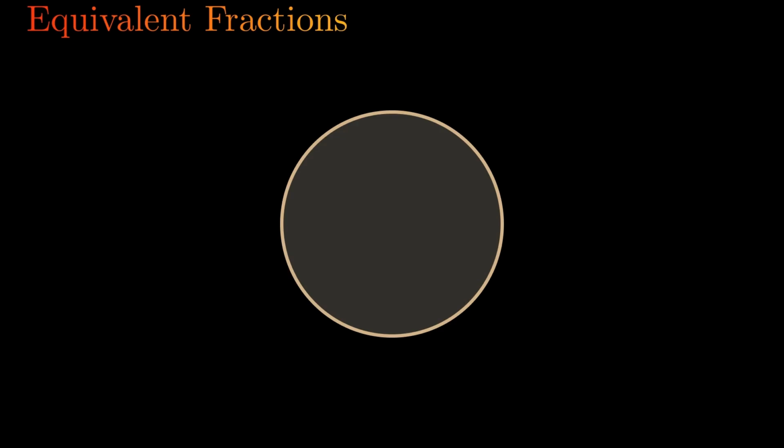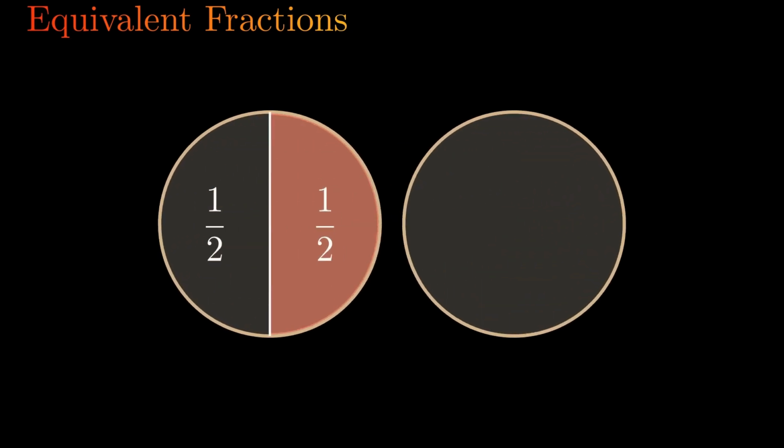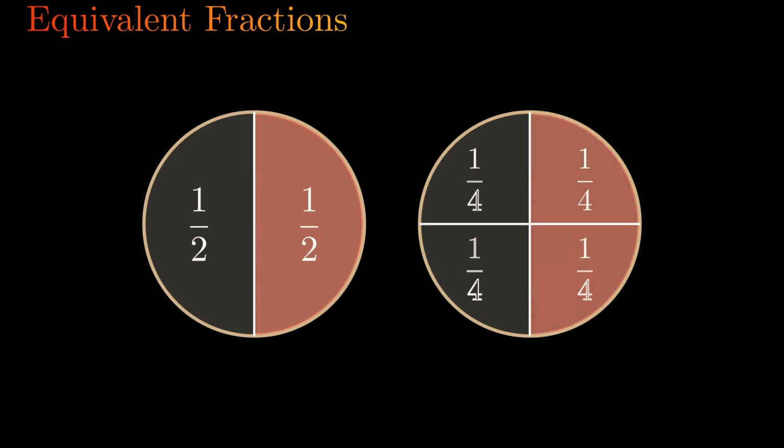Equivalent fractions. This is the most important concept in the entire video. It means that different fractions can represent the exact same amount. Think of a pizza. If I cut it right down the middle and give you one piece, you have 1/2 of the pizza. Now imagine that same pizza, but instead of one cut, I cut it twice to make 4 equal slices. If I give you 2 of those slices, how much do you have? You have 2/4 of the pizza. But look at the two pizzas. The amount of red shaded area is exactly the same.